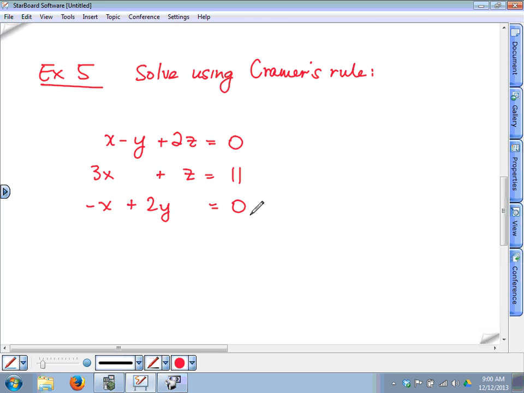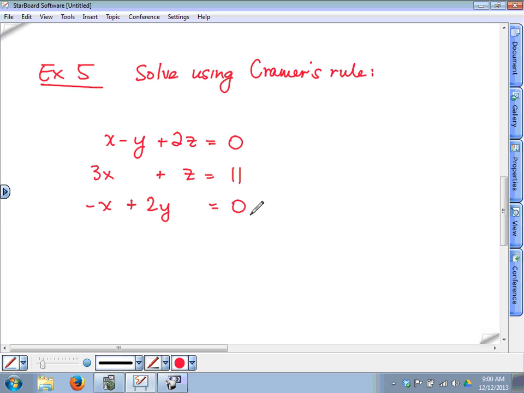Now, I haven't shown you an example of a 3x3 system of equations, but it's a natural extension. If you have a d sub x and a d sub y, because there's only an x and y variable, what happens when you have a z variable? You have a d sub z. And then how do you find the value of z? It's d sub z over d. It's just an extension of what we just did.